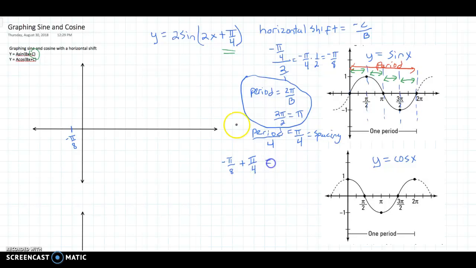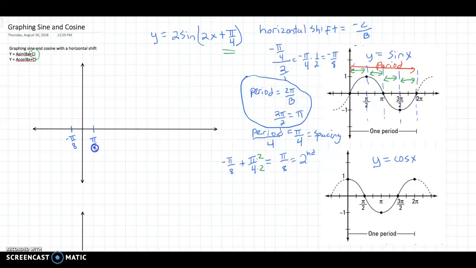So when I add these up, you have to do this correctly. You have to find the common denominator. So let's multiply top and bottom by 2. And so we have positive 2 pi plus negative 1 pi, and that gives us positive pi, and that would be over 8. This is my second x value that I need to put down on the x-axis.